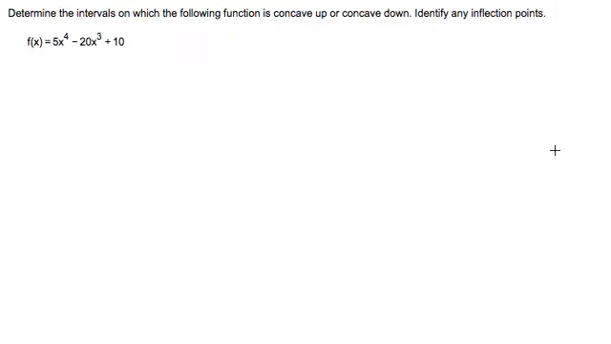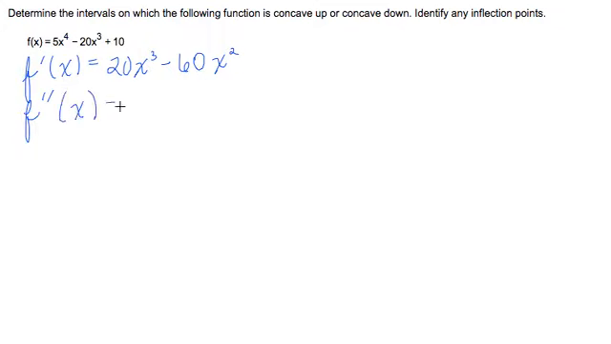So we want to find where this function is concave up and concave down and any inflection points. Okay, so we need to find the second derivative to find potential inflection points first. So the first derivative would be 20x cubed minus 60x squared. That's it. Then the second derivative would be 60x squared minus 120x.